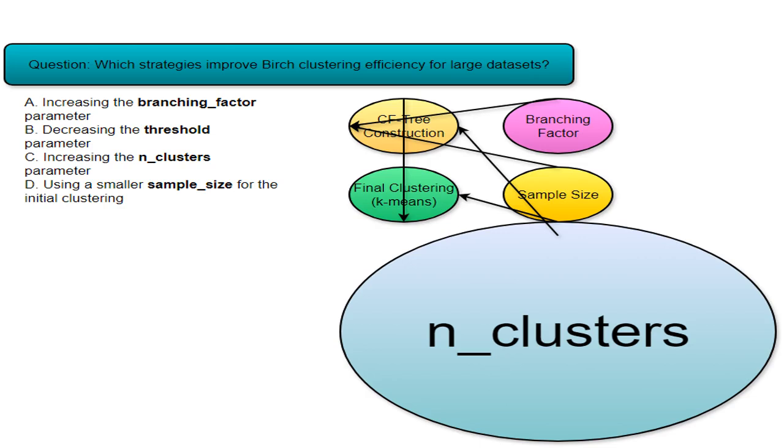together. The n_clusters parameter determines the final number of clusters I want. It only comes into play after the tree is built, so it doesn't directly affect how fast the tree is built. It's like deciding how many final rooms I want in my finished house. That doesn't affect how long it takes to build the frame.